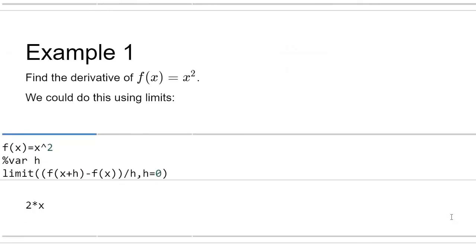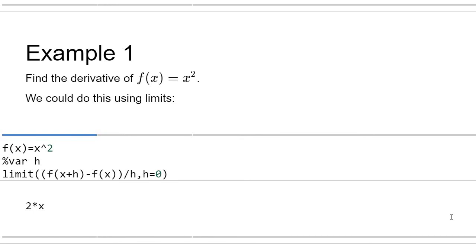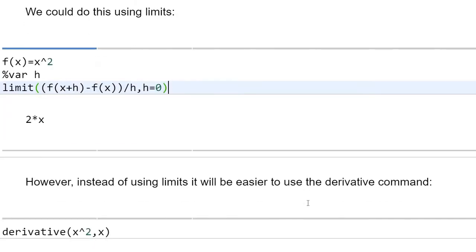So in this example, I have a function f of x equals x squared. I want to find its derivative. I could do that using limits, like we did before. So here's the definition of the derivative, the limit of the difference quotient as h goes to 0. And we get the answer 2x. So this is another function. The derivative of the function f is another function.